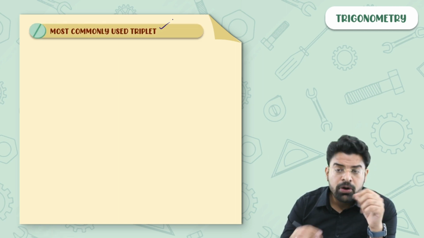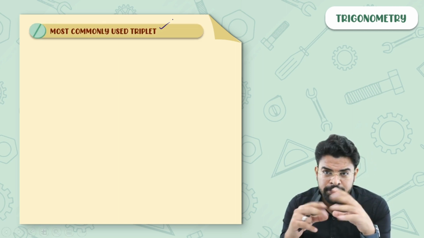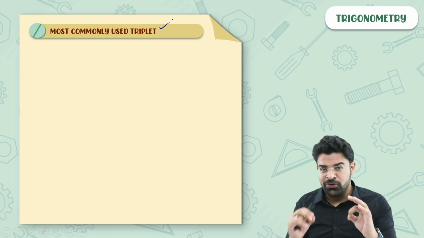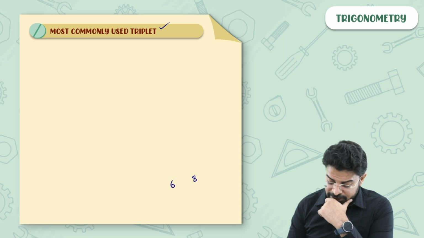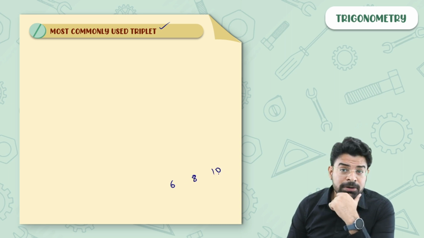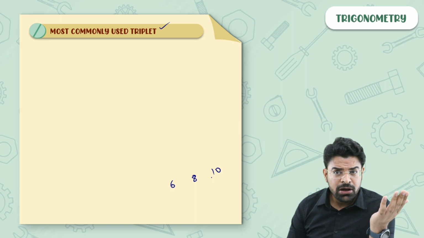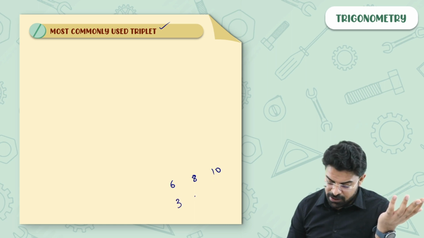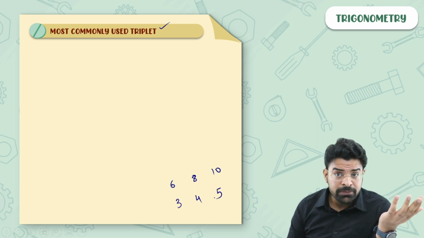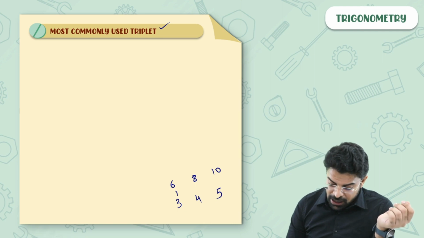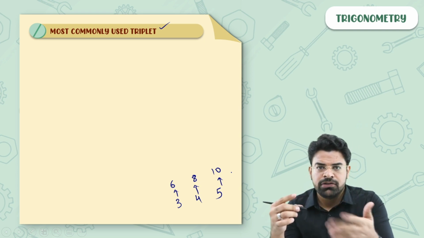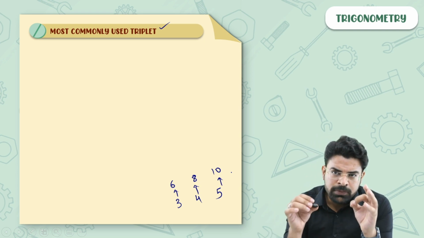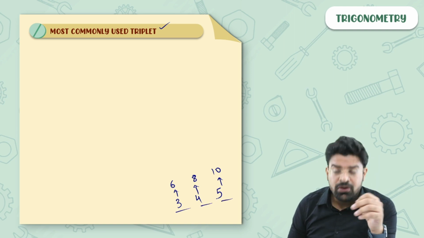Now, we will talk about the most commonly used Pythagorean triplet. Which is the most commonly used Pythagorean triplet you have seen? Sir, the most commonly used Pythagorean triplet I have seen is 6, 8 and 10. 6 square plus 8 square is 10 square. You are right. Or I have seen 3, 4, 5. Yes, you are again right. But aren't 3, 4, 5 and 6, 8, 10 brothers? 6, 8, 10 is just double of 3, 4, 5. So the most commonly used Pythagorean triplet is that of 3, 4, 5 or its multiple.